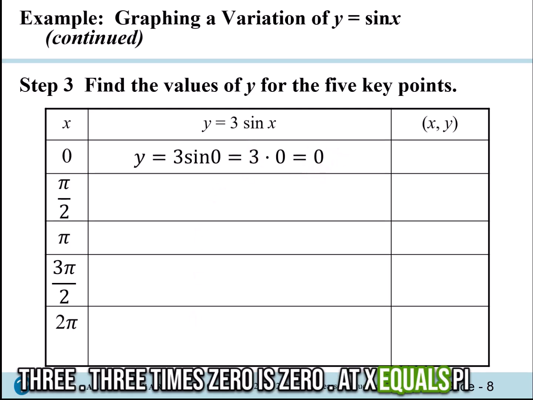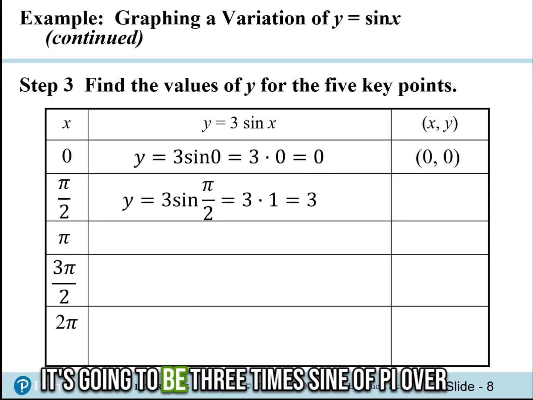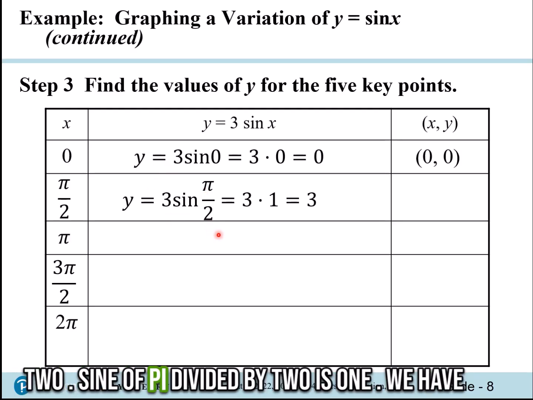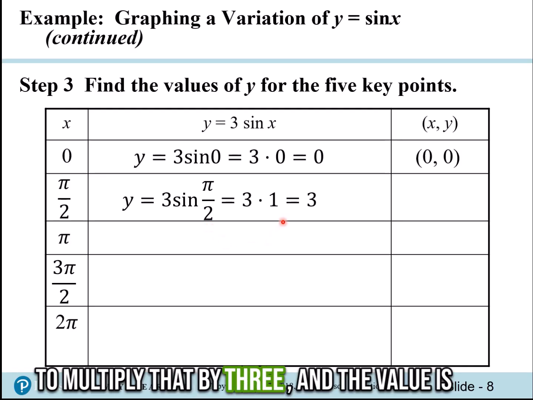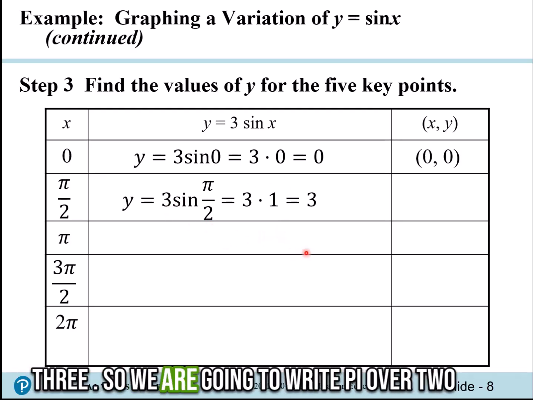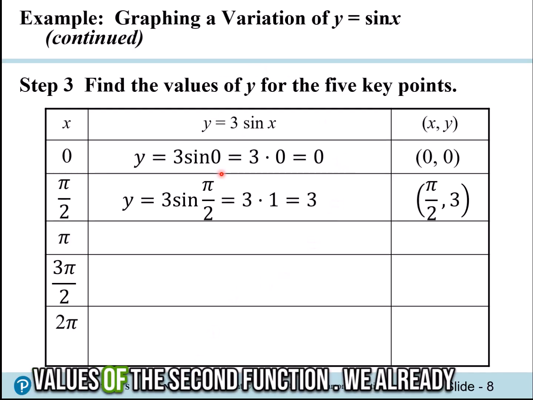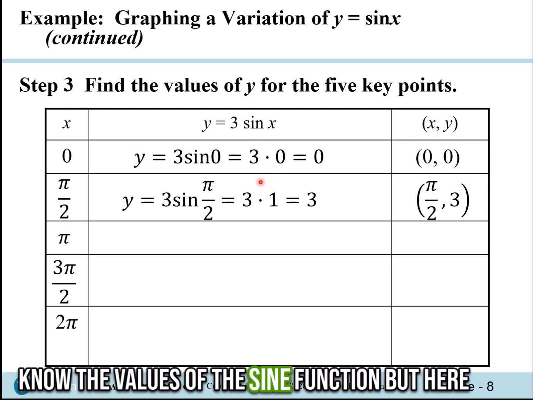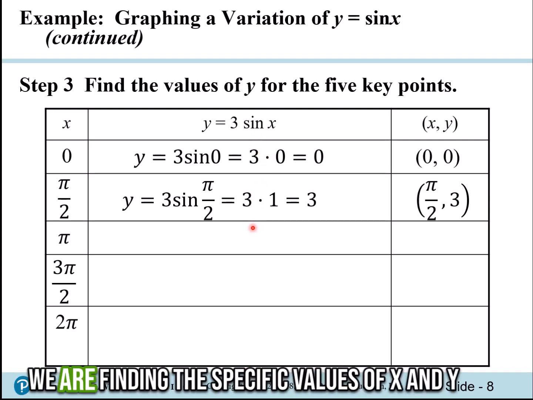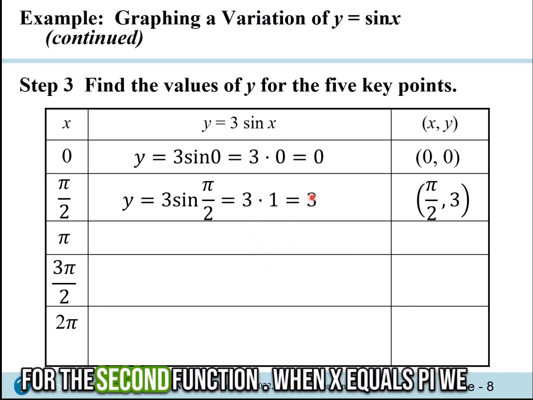At x equals pi over 2, it's going to be 3 times sine of pi over 2. Sine of pi over 2 is 1. We have to multiply that by 3, and the value is 3, so we are going to write pi over 2 comma 3. Here we are evaluating the values of the second function. We already know the values of the sine function, but here we are finding the specific values of x and y for the second function.